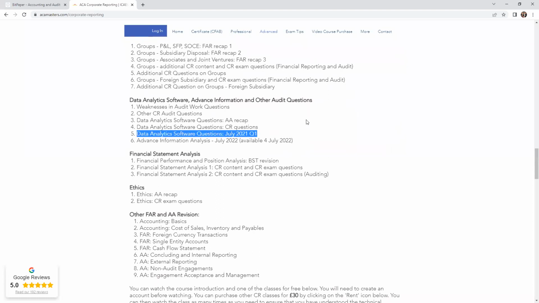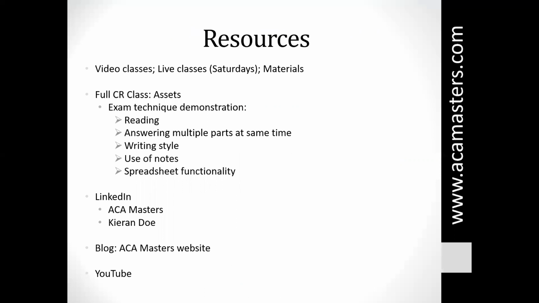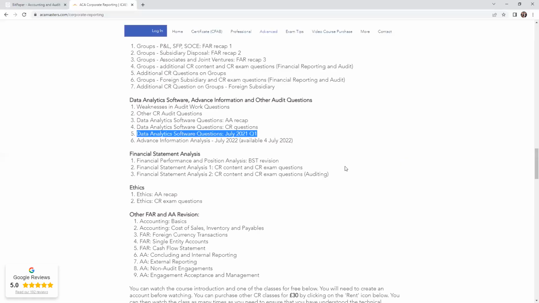So that's the data analytics software question for that. You can see me work through that in full. I know that's an area where students are a bit concerned about how that might play out in the exam.